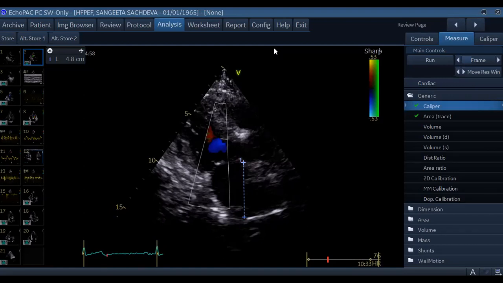Dr. Utpat, recording in progress. Please silence your mic. Somebody is having two mics open together.